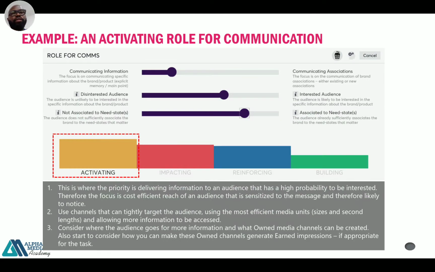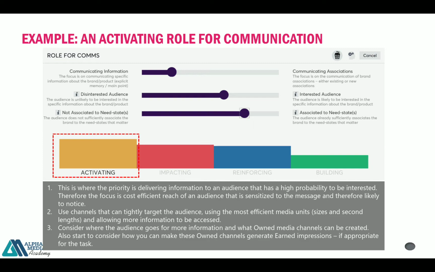Okay, so the next thing would be the role for comms. Internally at PhD, we've got tools that help us drive this, right? It makes it a lot easier for the planners to determine the right role for comms for whatever they're working on. Because when it comes to the role for communication, at times you just need to answer three very simple questions. In this example, which is an activating role for comms, the first question is: is the communication you're trying to drive passing more information, or is it trying to build association? You need to know what side that slider should lean to.